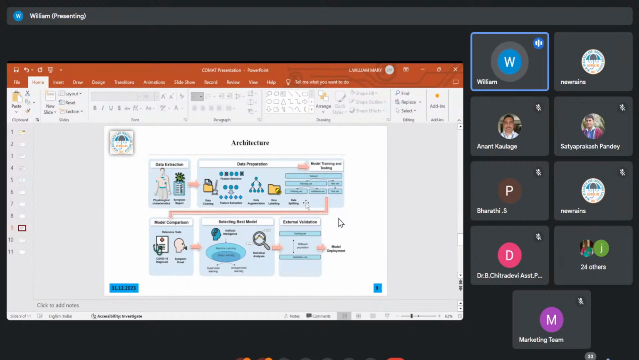The next part is model comparison. The model is compared with the existing model. So in COVID-19 diagnosis, the newly developed model is compared with the existing model based on the symptoms or the research metrics they have considered. After that, the model is selected. After comparing, the best model is brought out, and then external validation can be done. The final step is model deployment. This is how the process is carried out from the initial stage to the end, through model evaluation and model deployment.